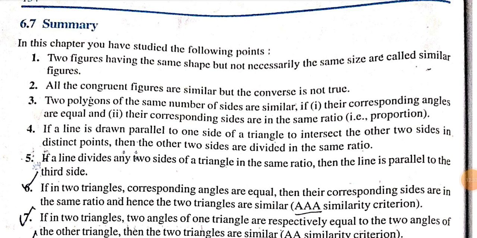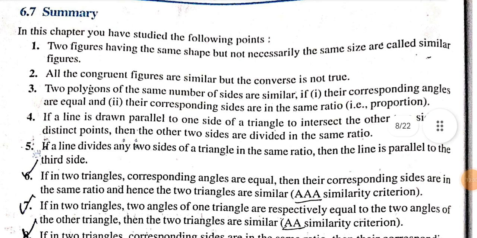3. Two polygons of the same number of sides are similar if 1. their corresponding angles are equal and 2. their corresponding sides are in the same ratio, that is, in proportion. 4. If a line is drawn parallel to one side of a triangle to intersect the other two sides in distinct points, then the other two sides are divided in the same ratio.